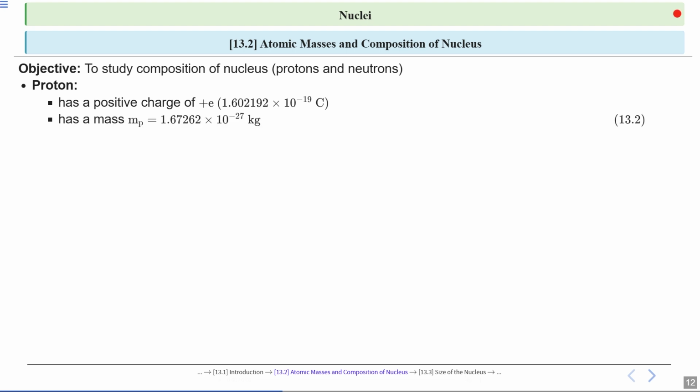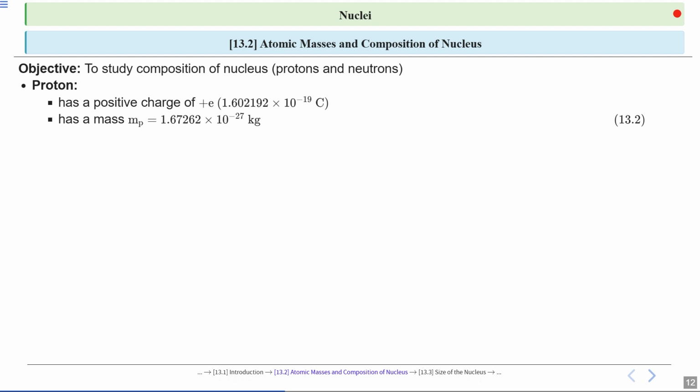Now let's talk about the mass of the proton. The mass of a proton is 1.67262 times 10 to the power minus 27 kilograms. This is a very small mass, but it's significant at the atomic scale.